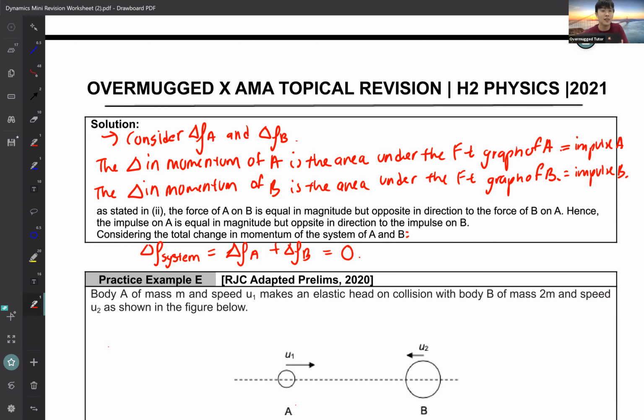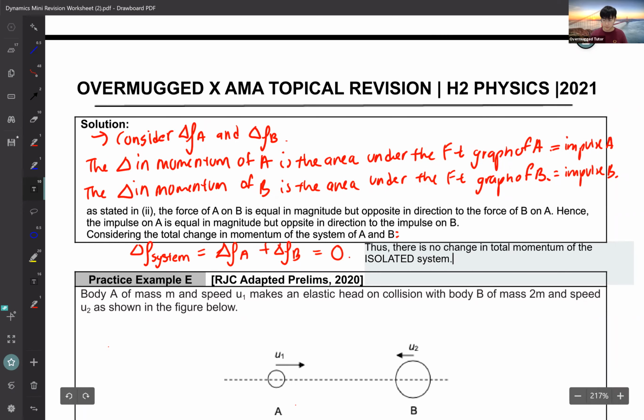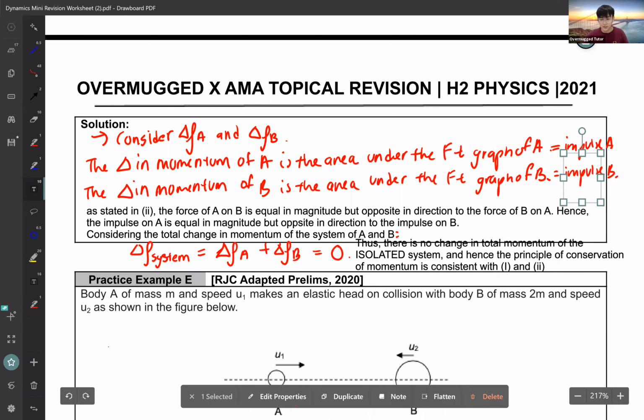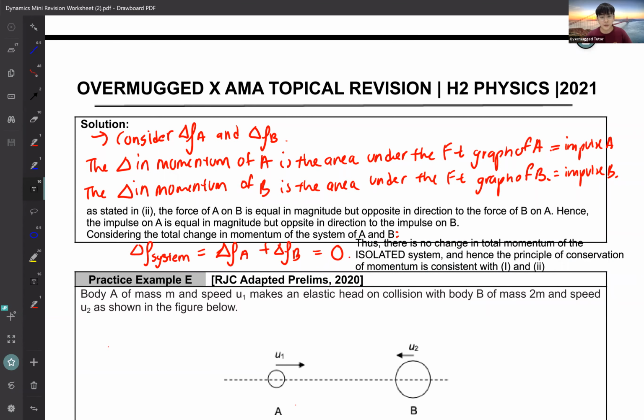Okay, finally, last statement. We link back to the principle of conservation of momentum. Thus, there is no change in total momentum of the isolated system, and hence the principle of conservation of momentum is consistent with 1 and 2. Okay, so that's pretty much it. Quite standard. I think this was a fun question.